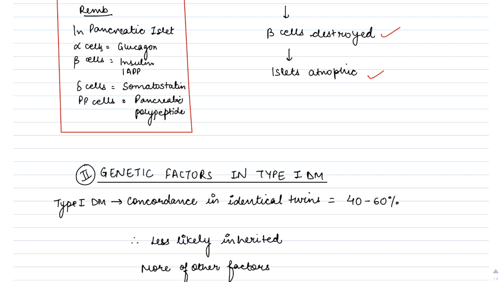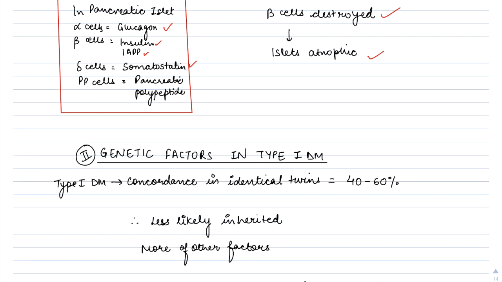I have done that in the previous lecture as well, that there are 4 types of cells in the pancreas: the alpha cells that produce glucagon, the beta cells, which produce both insulin and islet amyloid polypeptide, the delta cells, which produce somatostatin, while the PP cells produce pancreatic polypeptide.